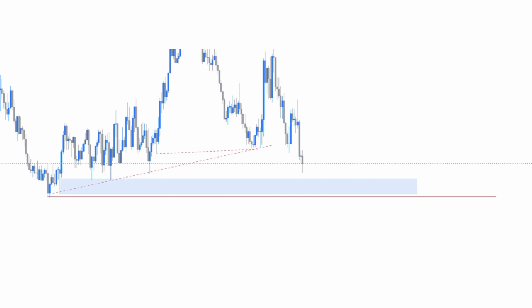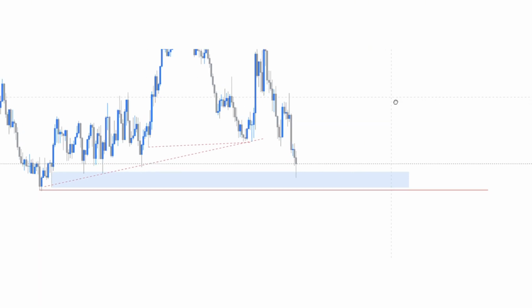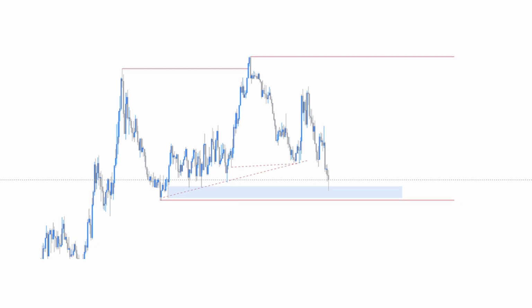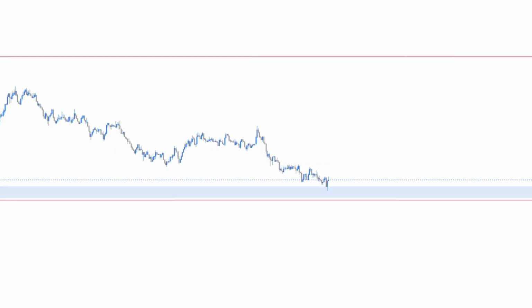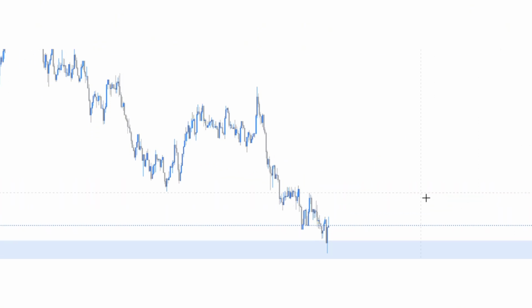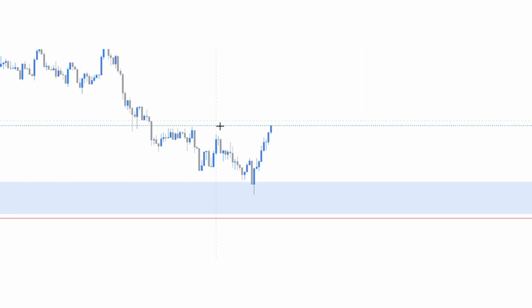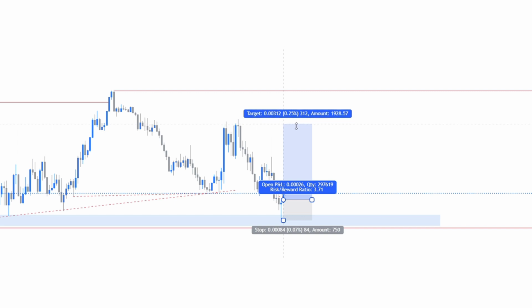Now, let's see what happened. Did you notice how price tricked early buyers into entering too soon? It gave them a fake signal, only to completely wipe them out before heading to my demand zone. Once price reached my demand zone during the New York session, I waited for a change of character on the 1-minute time frame. When I saw confirmation, I placed a buy limit order. Now let's see how the price played out.